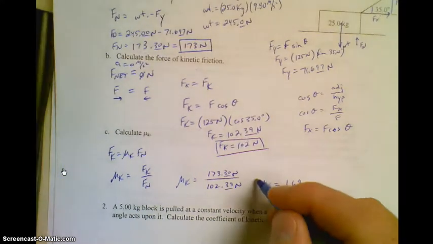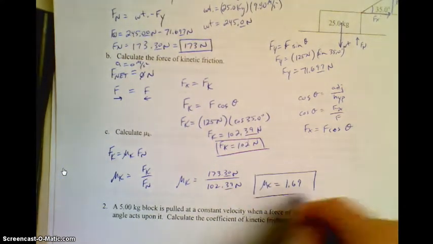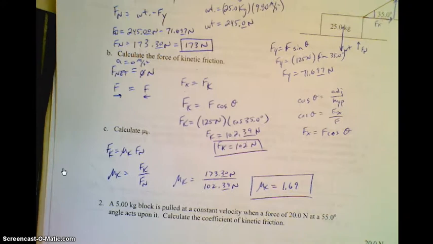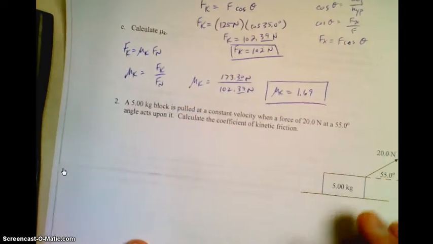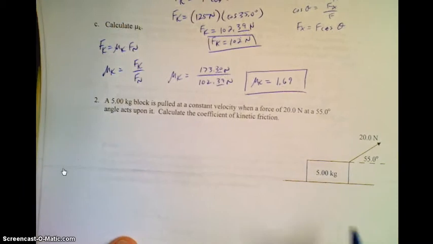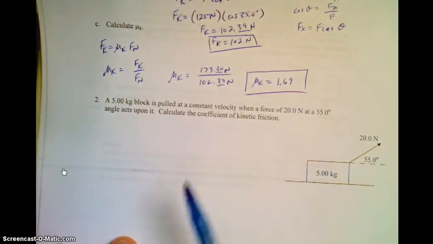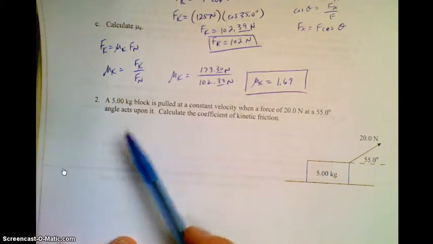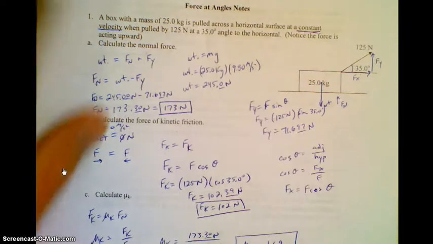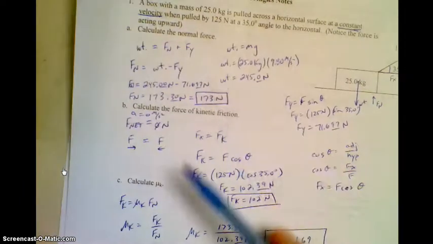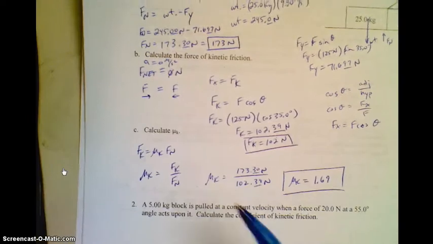Alright, so this is our value for that. Number 2 is going to be very similar, but here it just wants you to calculate the coefficient of kinetic friction. So why don't you pause the video and then come back when you're done solving this so you can see if you got it right. Again, you're going to be going through the same process as this one up here, but it doesn't ask you to do each individual step. It just wants this value.